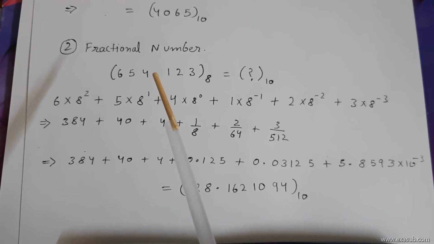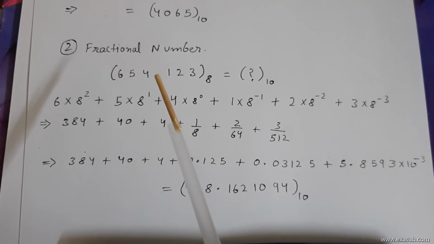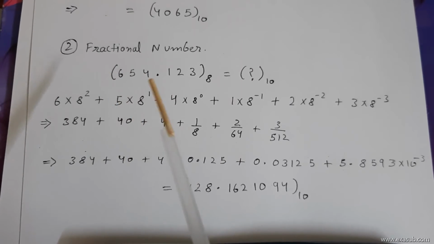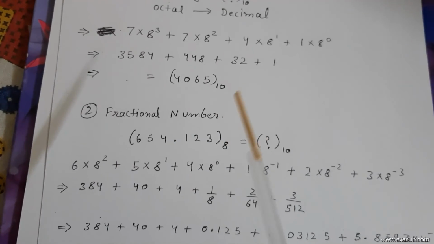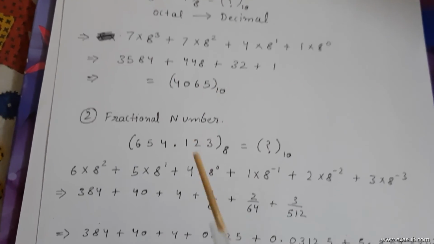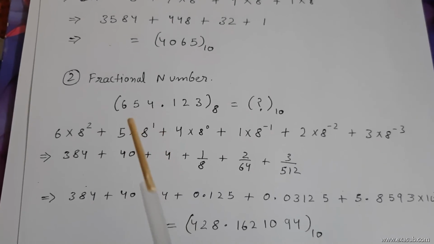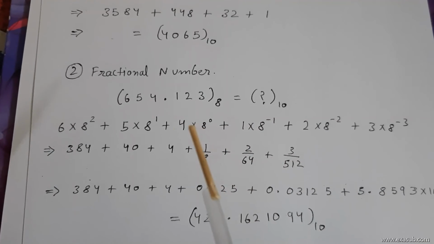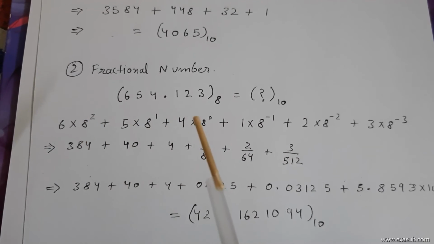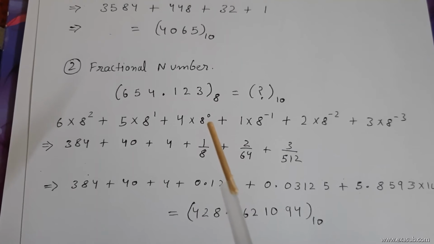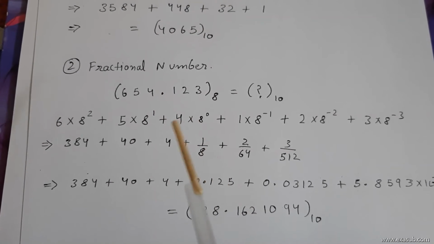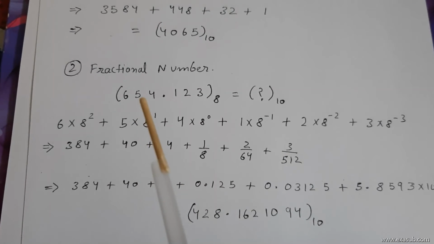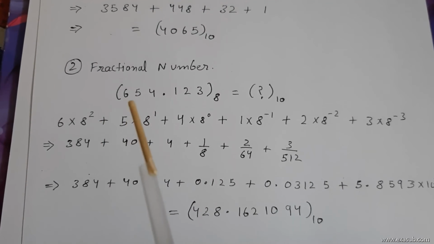If we take a look at the digits to the left of the decimal point, they will be converted just like I told you above. Each place has its positional value, which is incremented one by one starting from 0. So 8 to the power of 0 is the first position's weight, 8 to the power of 1 is the second position's weight, 8 to the power of 2 is the third position's weight.